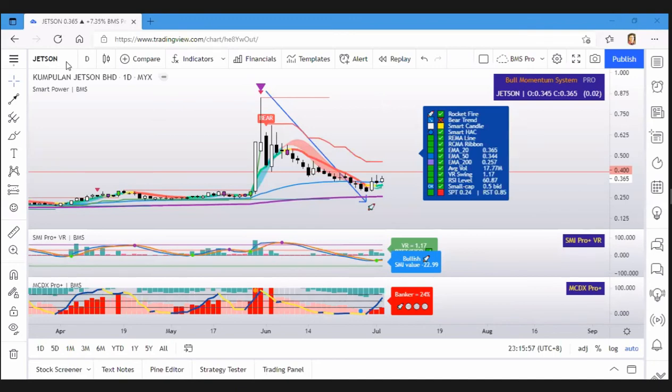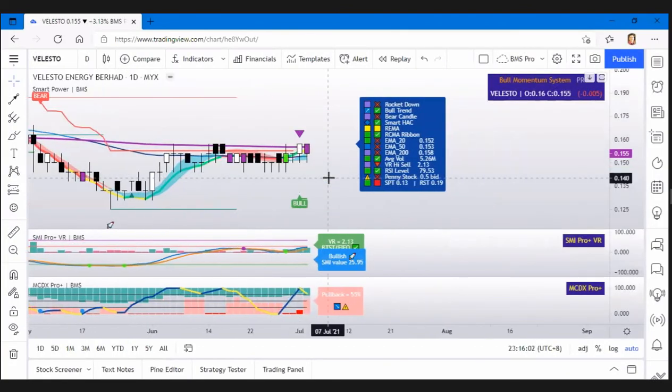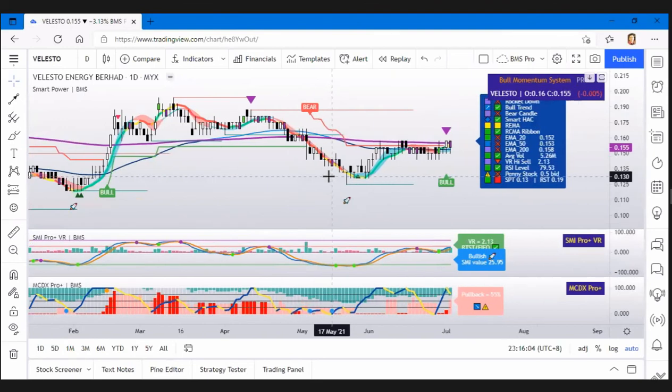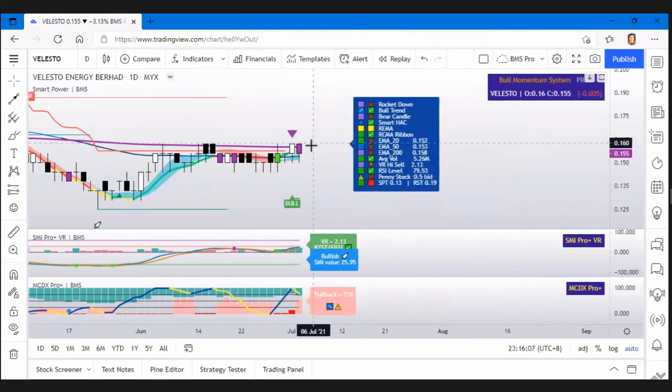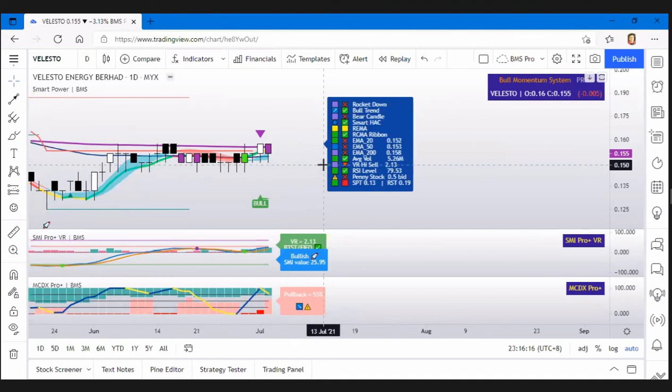Okay, Valesto is always a penny stock. Now if you join my Telegram group, I will never recommend looking into this kind of super penny stock, below 10 cents kind of thing. I have a list of dangerous stocks that you don't touch.